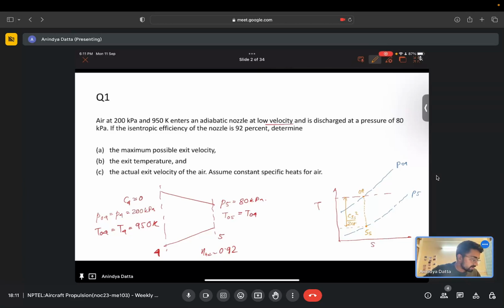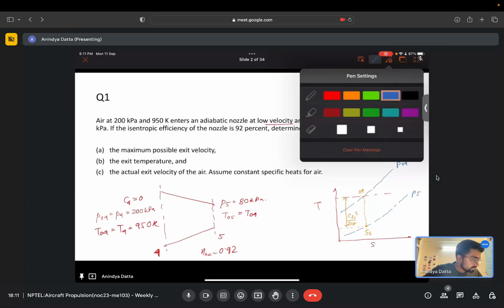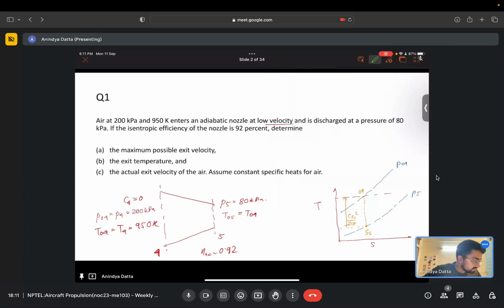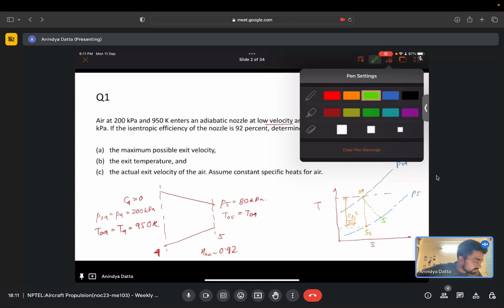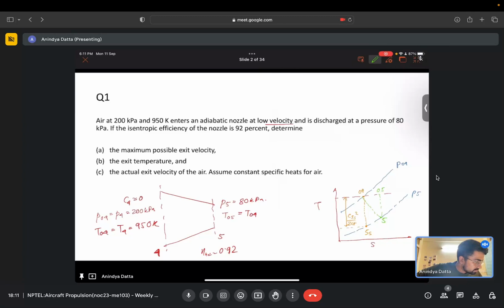But when the process is non-isentropic, it will follow a path like this and reach here, which is state 5. Now if we project it back here, this will be our state 05, because the total temperature has to stay constant. So the 05 state will be this, and this will be our pressure P05.